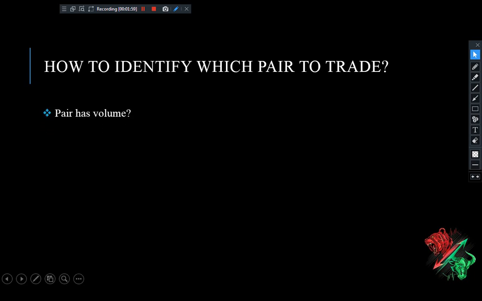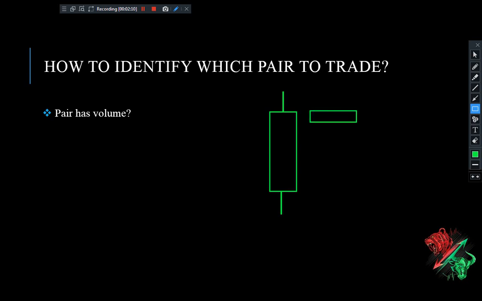First, which pair has volume? As I have told you guys, candles can be of this type, and there can be a candle which is like this. I have seen pairs that have weak bullish or bearish candles on the daily time frame, and I trade pairs whose 1 to 2 minute or even 5 minute candles have more volume than those candles.